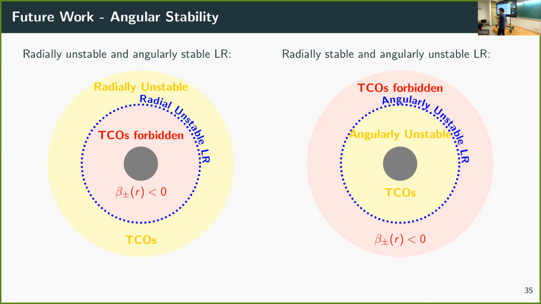So it defines the stability and where you can find it. The angular stability only determines the angular stability of the timelike circular orbits. Only that, not the position, only the stability.